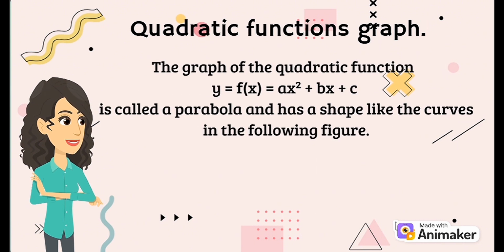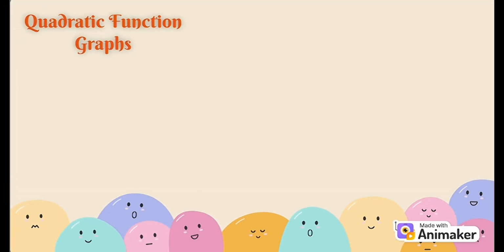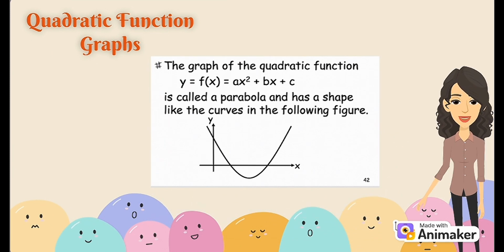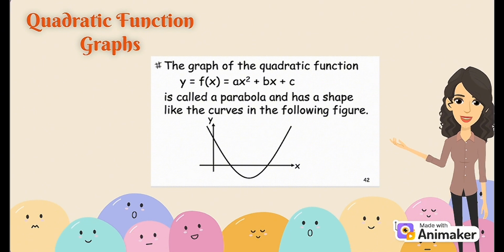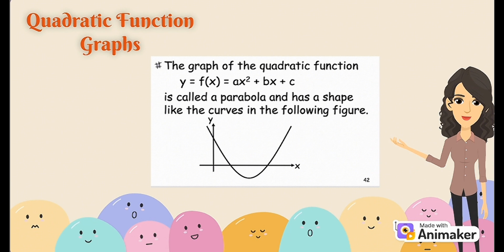The graph of the quadratic function y equals f(x) equals ax² plus bx plus c is called a parabola and has a shape like the curves in the following figure. Quadratic functions are second-degree polynomial functions, and their graphs form a parabola. The general form of a quadratic function is given by f(x) equals ax² plus bx plus c, where a, b, and c are constants and a is not equal to 0.